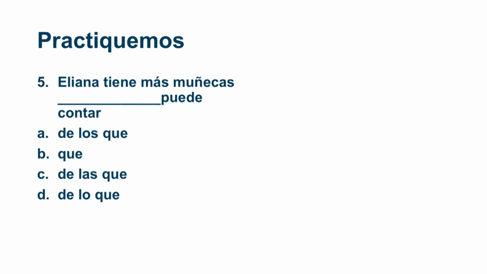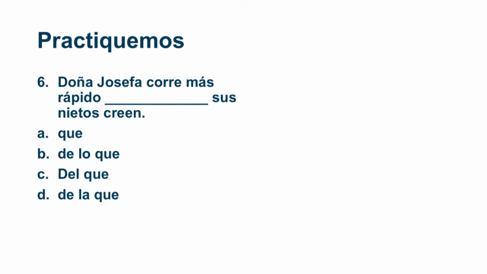Okay, in the following example, Eliana tiene más muñecas. So we're gonna compare a number, and it's gonna be an affirmative comparison. So we're gonna use de las que. If it were a negative comparison, you have to use de las de. Doña Josefa corre más rápido. She's faster de lo que sus nietos creen. You use de lo que because it's a comparison of equality.